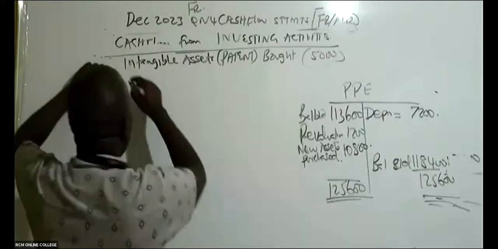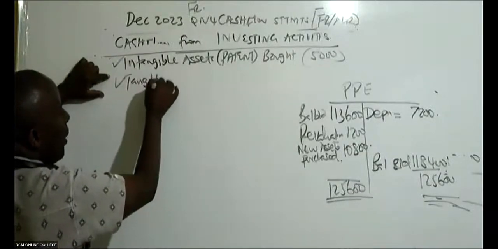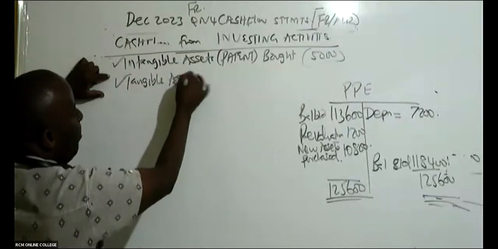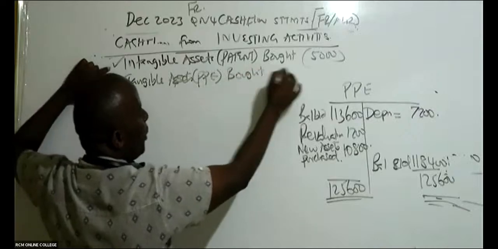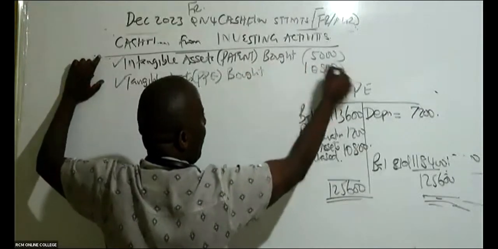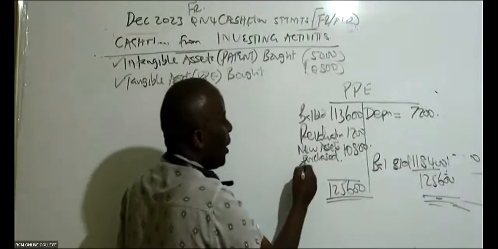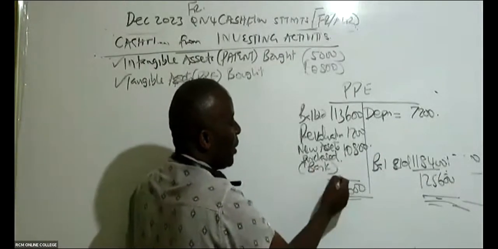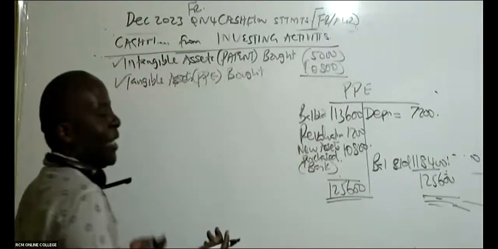So come and tell us something to do with these tangible assets, the PPEs, bought. So we bought this, so it has to be in brackets, remember, because assets came on board, money went away. So I'm crediting my bank. And that is it.